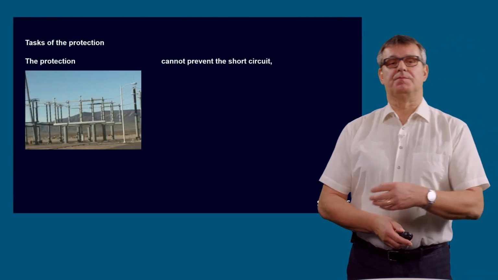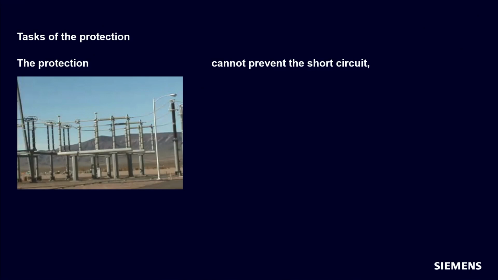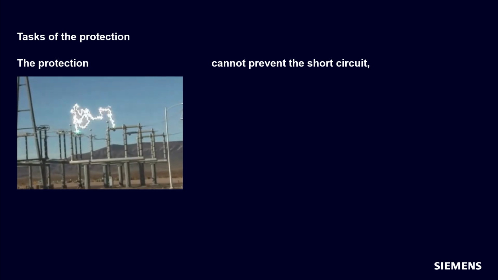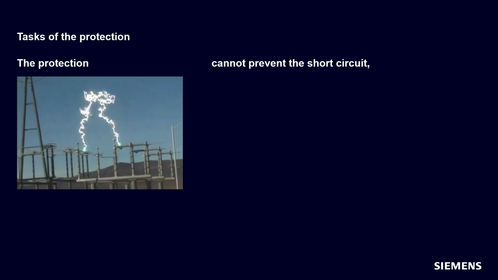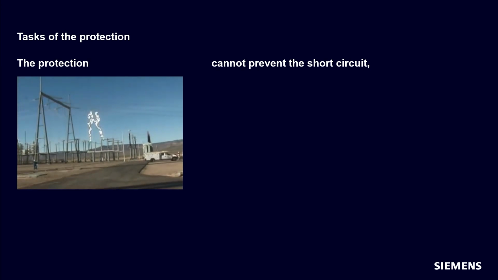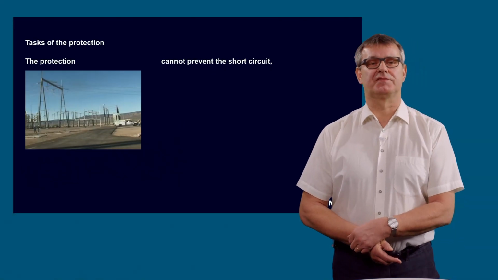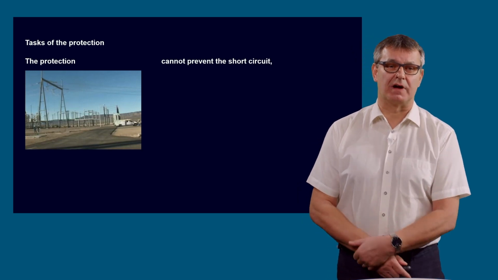Task of protection: the protection cannot prevent the short circuit. I guess you know it. Let's see this small video. What we have seen here is a so-called involving fault. It started, from the busbar protection point of view, as an external fault. We have seen a very strong arcing.